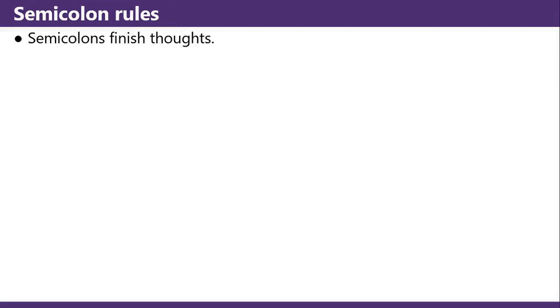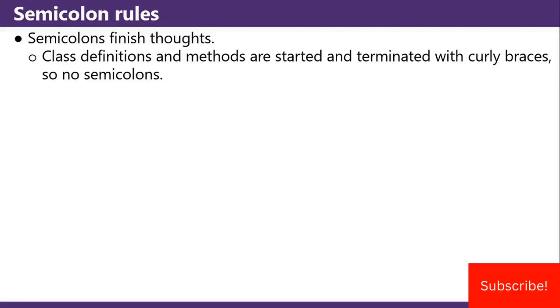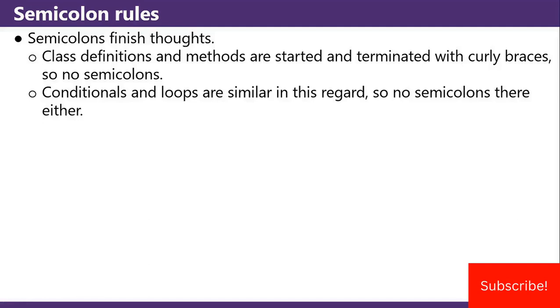Semicolon rules. Semicolons finish thoughts. Class definitions and methods are started and terminated with curly braces, so no semicolons. Conditionals and loops are similar in this regard, so no semicolons there either.